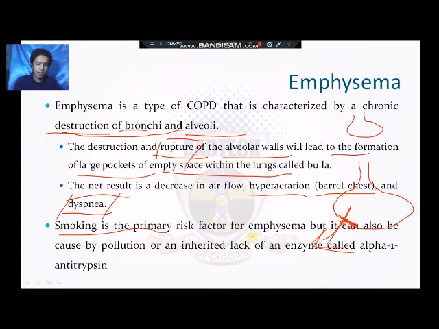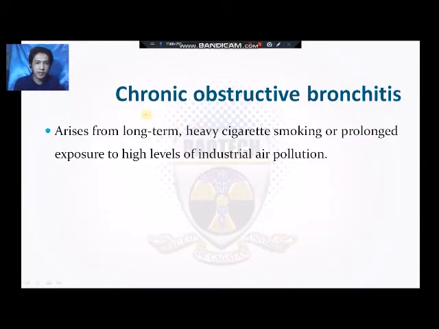So if you work in a hospital or during your internship, and you see patients diagnosed with emphysema or chronic bronchitis, they are usually heavy smokers. Okay, so we also have another COPD, the chronic obstructive bronchitis, also related to COPD, which arises from long-term heavy cigarette smoking or prolonged exposure to high levels of industrial air pollution. Okay.